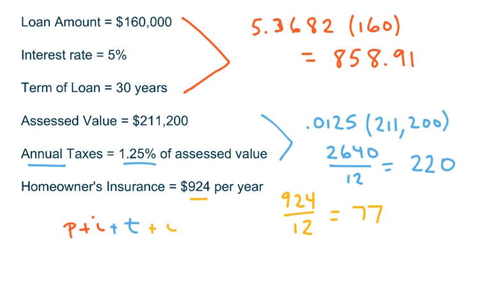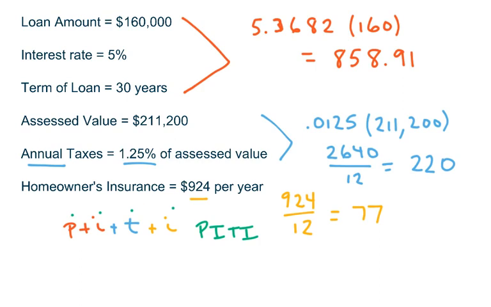So principal plus interest plus taxes plus insurance. Adding those four items together will give us our entire monthly house payment. Sometimes you'll see this written down as PITI, and that's what it's referring to. Principal plus interest plus taxes plus insurance.